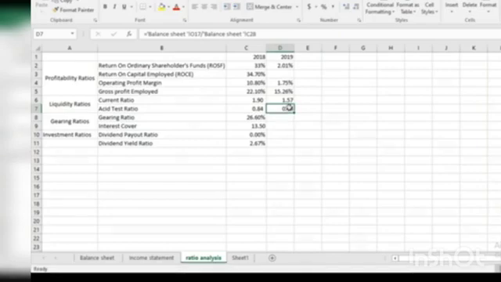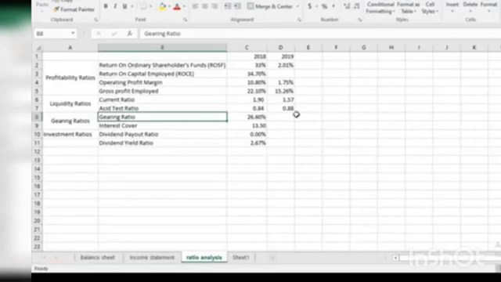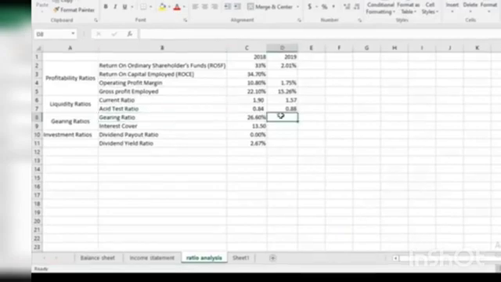So after completing this, we will go into the gearing ratios. So we have here two types, gearing ratio and interest cover. So we will find both of them. First of all we will see the formula of gearing ratio. The gearing ratio formula is long term non-current liabilities divided by share capital plus reserves plus long term non-current liabilities, multiplied by 100. So we will apply this formula in our Excel sheet.